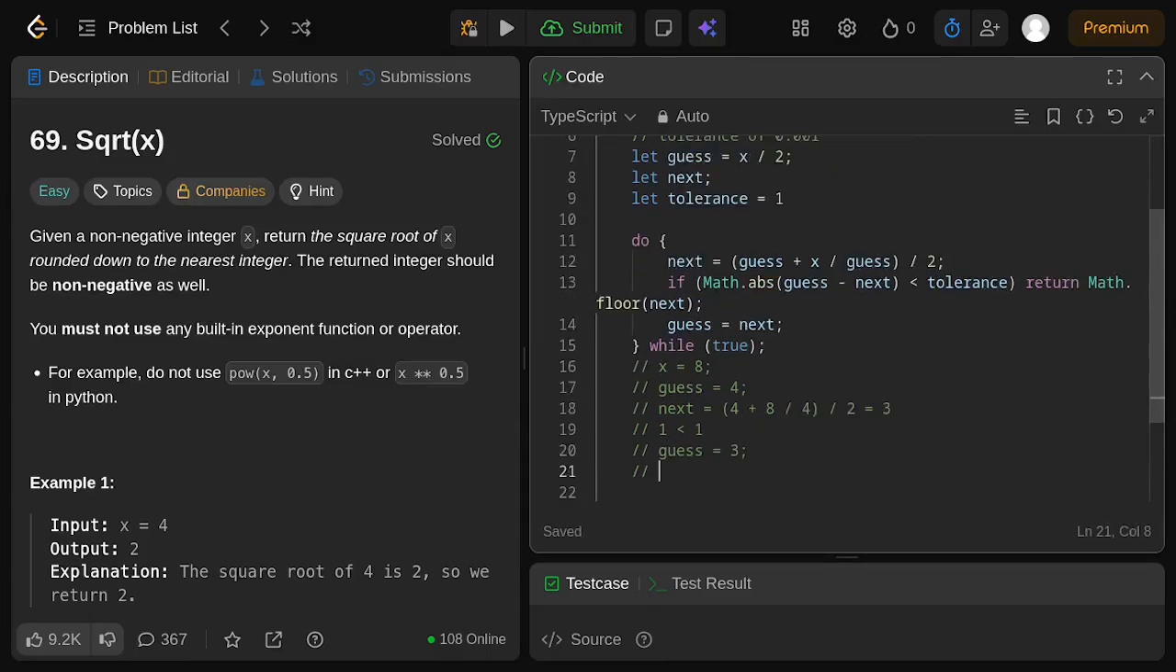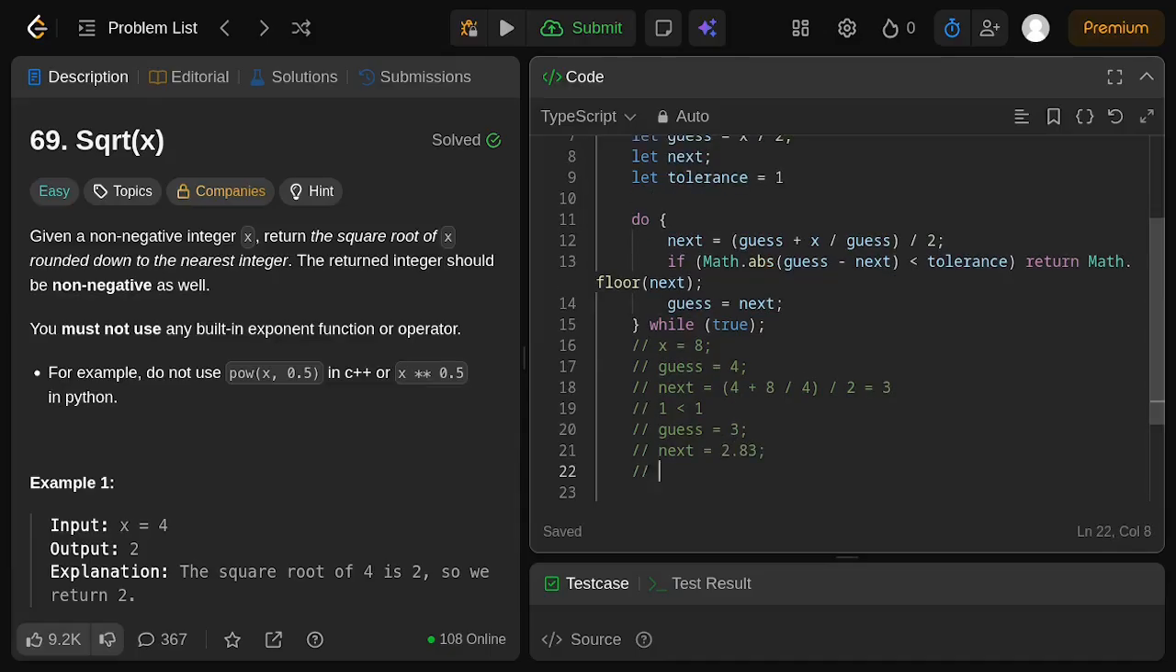And for the next variable, we are calculating 3 plus 8 divided by 3, and divided by 2, and we got the answer of 2.83. And we do an if check with Math.abs to check if the 2.83 or the 3, because guess takes first, 3 subtracted by 2.83 is lower than 1.